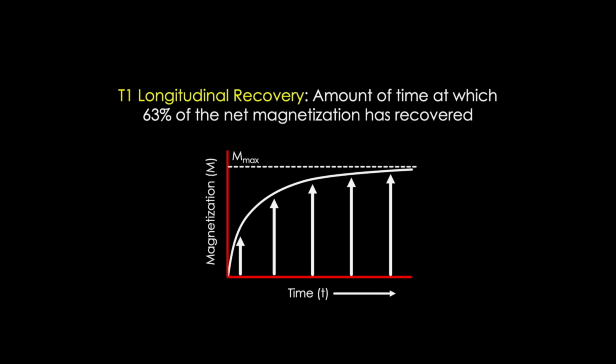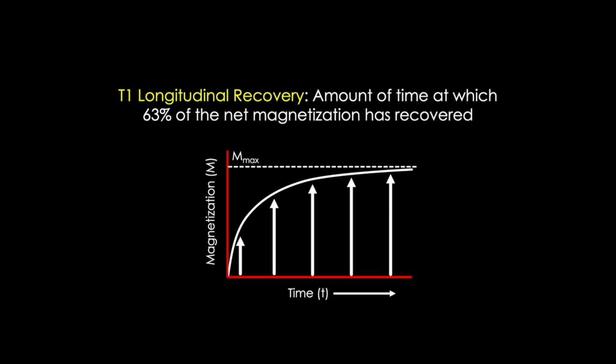The definition of T1 recovery is the time at which 63% of our net magnetization is recovered. If we take a look at our recovery curve showing how our net magnetization builds, either when we first put someone in the scanner or immediately after knocking down our net magnetization with our RF pulse, you see it grows at an exponential rate, leveling off at a maximum value given enough time.